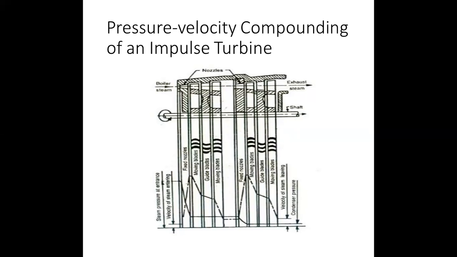It may be noted that the diameter of the turbine is increased at each stage to allow the increasing volume of steam at the lower pressures. A ring of nozzles is fixed at the commencement of each stage as shown.